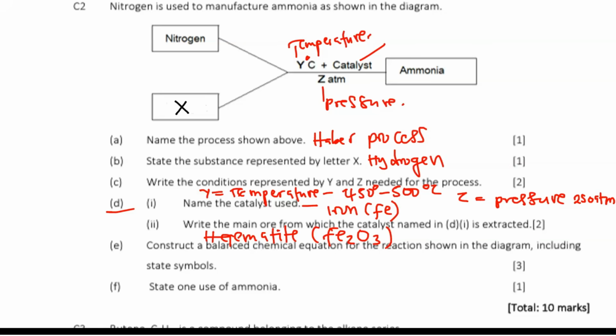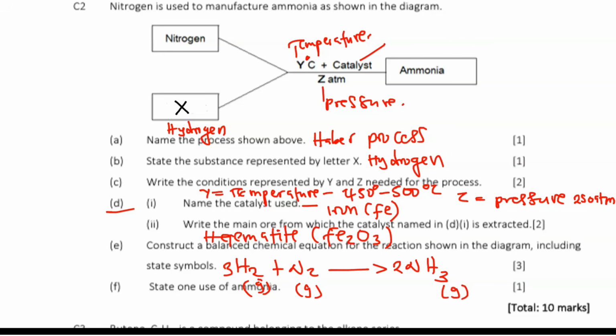Construct the balanced chemical equation for the reaction shown in the diagram. Include state symbols. So this reaction that you are seeing above, which means hydrogen is going to react with what? With nitrogen. And of course we had written this equation at some point. So hydrogen plus nitrogen. What is produced is the ammonia. To write the balanced chemical equation, we're simply going to add a 2 here and a 3 here. This is a gas, this is a gas, and this is a gas. So we had written the balanced equation.